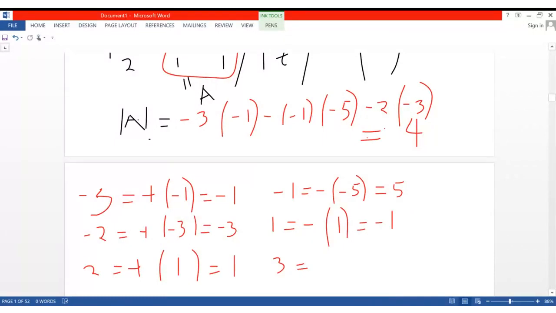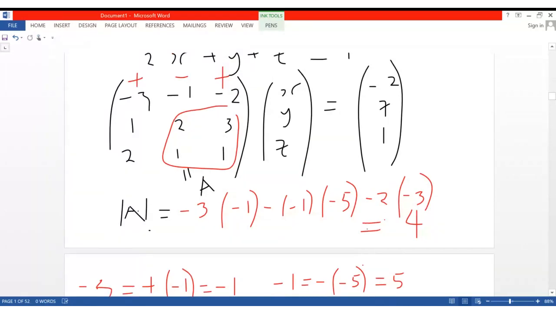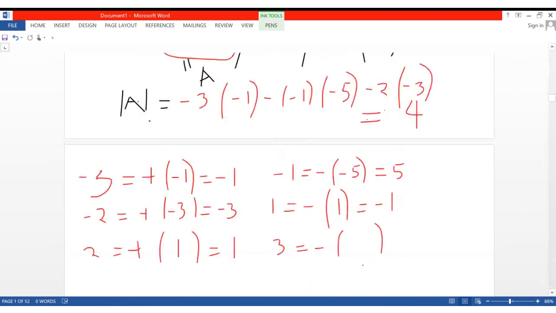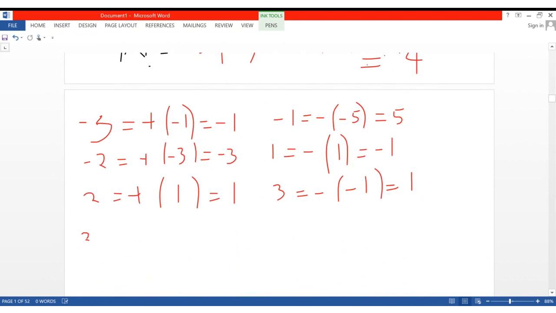The sign is negative. When I do the last one, I'll have negative 3 times 1 minus negative 1 times 2. I'm getting this one as negative 1. The sign is negative, so it will remain as 1. You continue like that for each and every element. You go to element 2 again, the sign is positive.